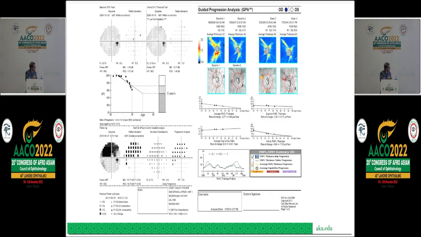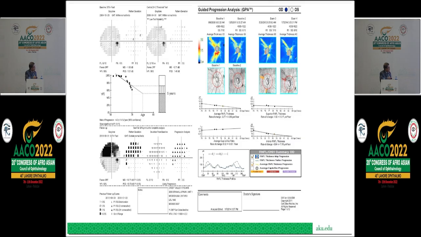Here's visual field index going down. So clearly there's progression over 8 years or whatever the time interval. And here's event-based analysis based on the Early Manifest Glaucoma Trial showing that each of these points are getting worse also. So there is pretty good evidence of progression on the function.